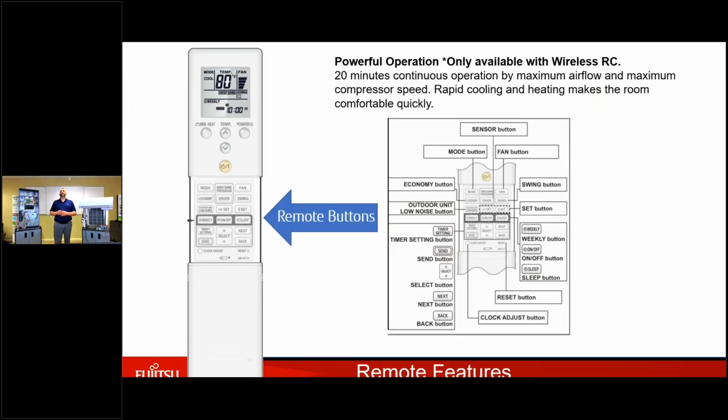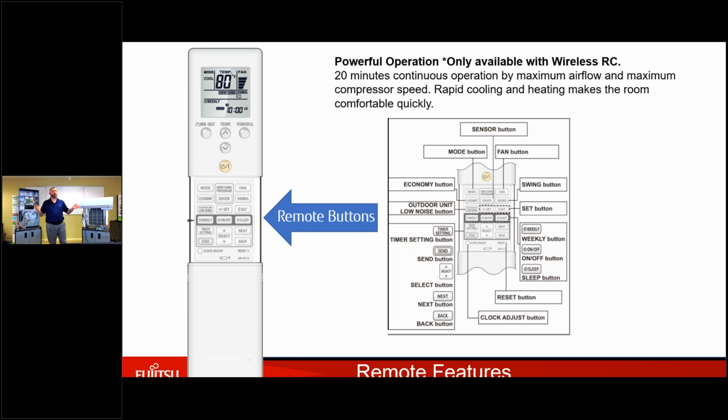All right, so on these systems, you get a more robust type of remote. You get a weekly timer, an economy, sleep mode even. So it's a more robust remote, even comes with a powerful operation. You could do minimum heat.